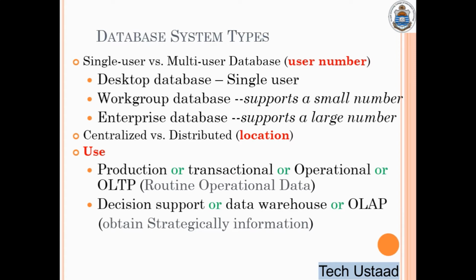So let's get started. The first type of database is the single-user database. It is the database of the software which is built for the use of a single user, like a desktop application. Then, we have the multi-user database. Such databases are mostly used in the workgroup or enterprise databases. The only difference between them is that the workgroup database supports a small number of people, and the enterprise database supports a large number of people.